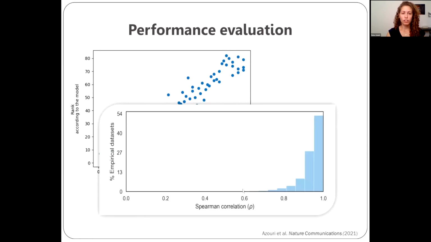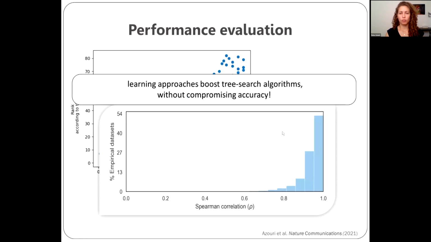But I then wanted to evaluate the same correlation metric based on thousands of different data sets. So I have a distribution of correlations, and we can see it resulted in high correlation for the majority of data sets. So we can conclude that since the trained model rapidly and accurately predicts the benefit of each move, the learning approach boosts the tree search algorithms, the maximum likelihood algorithms, without compromising accuracy.